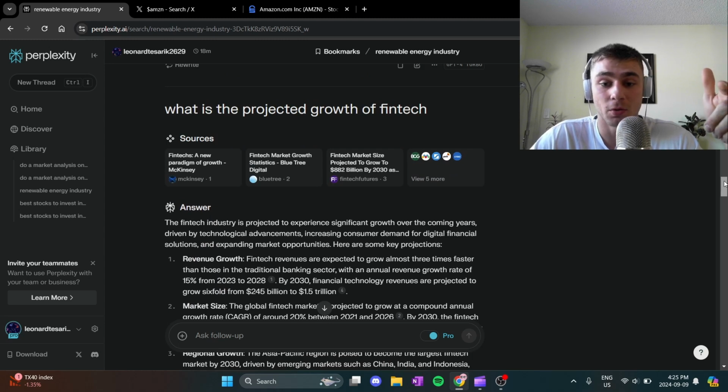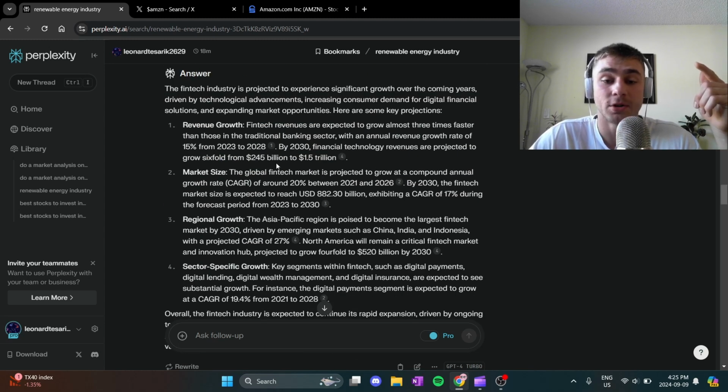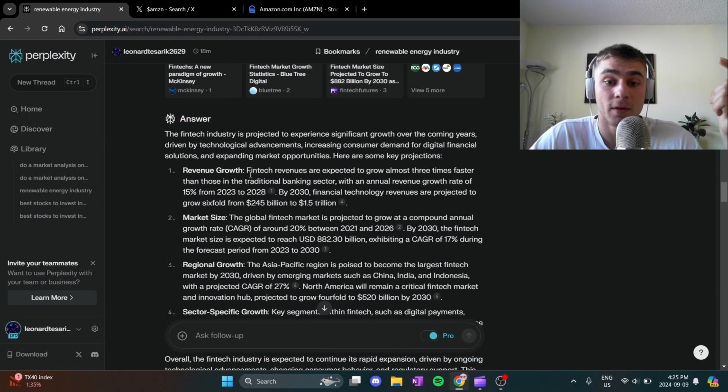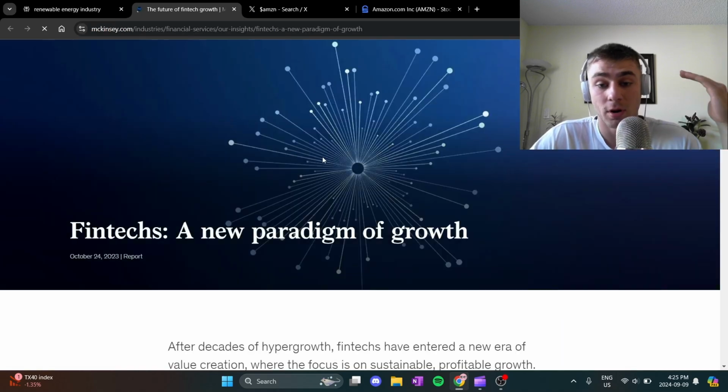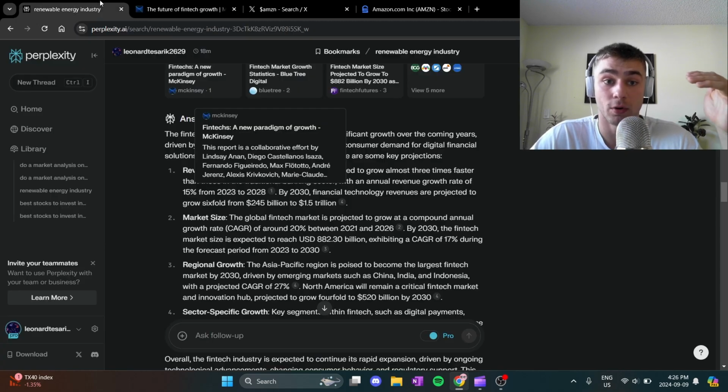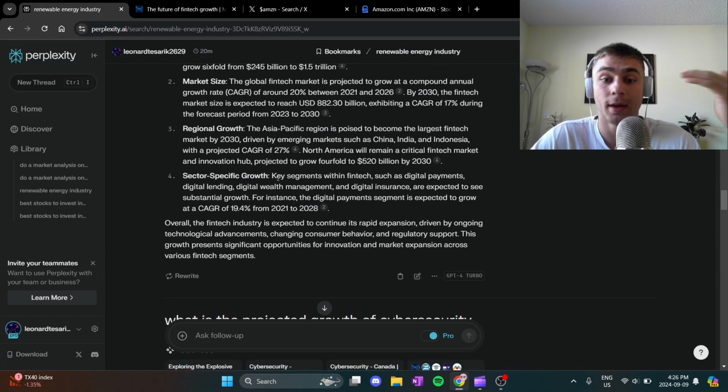So what is the projected growth rate of fintech? And it gave me a bunch of answers. And the really cool thing is it'll give you these numbers. So these numbers are where it got these facts. So for example, right here, fintech revenues are expected to grow almost 3 times faster than those in traditional banking sectors. So how does it know that? You can just click on that number and right away it'll send you right to that article where you can find out for yourself and find out more information. So it gives you pretty much a summary and then you can dig deeper.